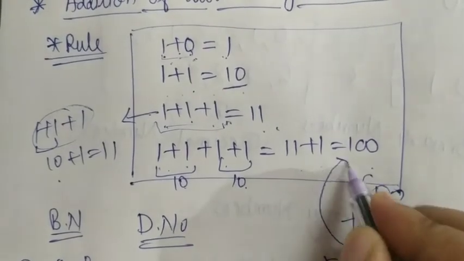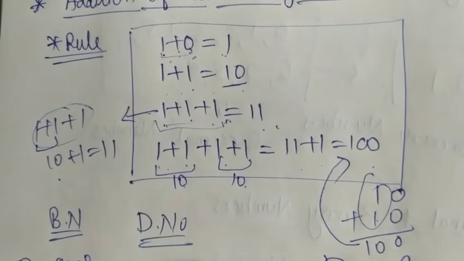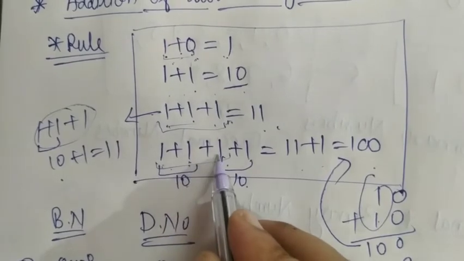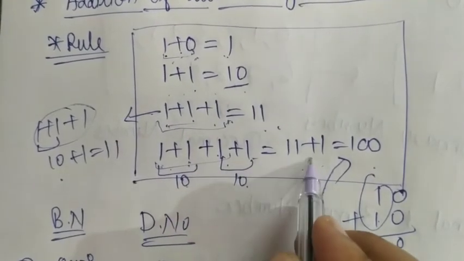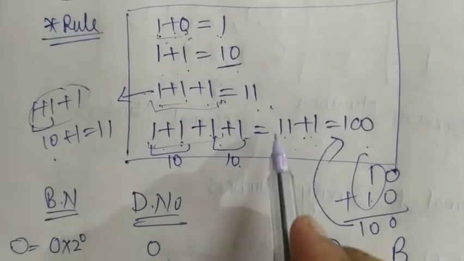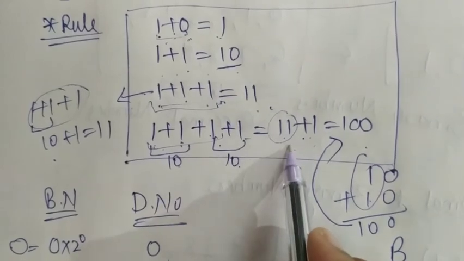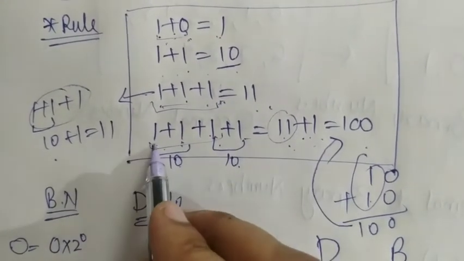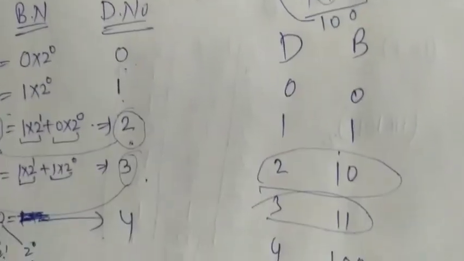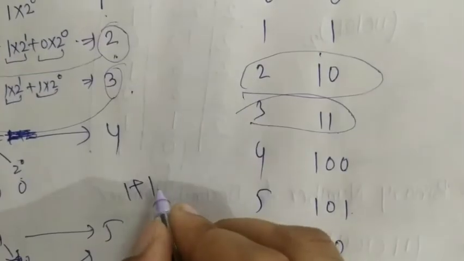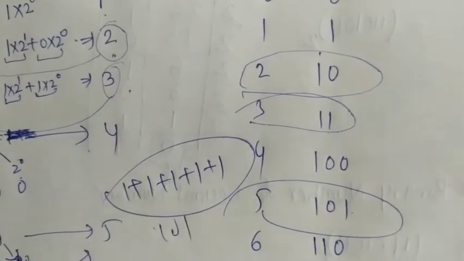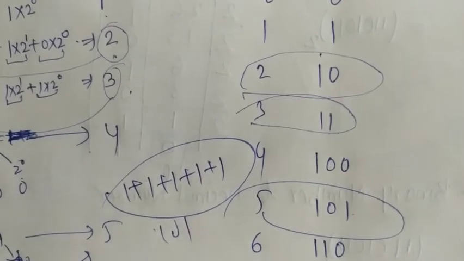So this is 100. Or you can understand it like this: 1 plus 1 is 10, 10 plus 1 is 11, 11 plus 1, since there is no 12, 11 itself is 3, 3 plus 1 is 4. You can directly do 1 plus 1 plus 1 plus 1 is 4, and 4 means 100. If you have 1 plus 1 plus 1 plus 1 plus 1, it means 5, and 5 means 101. You can use it in conversion as well.